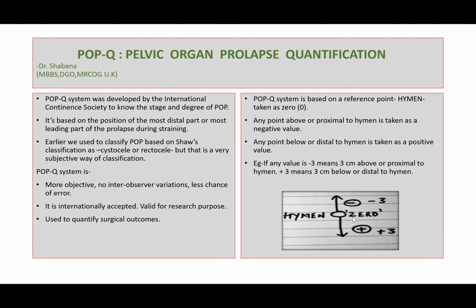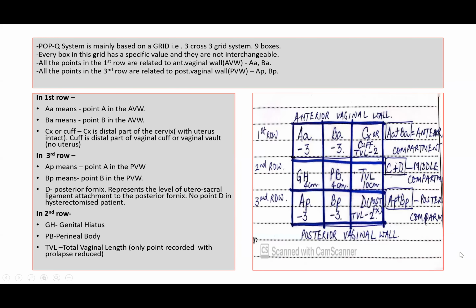Okay, 0 is at the level of the hymen. Any negative value is above the hymen. Any positive value is below the hymen. I hope I'm clear so far. Okay, so let's move ahead.